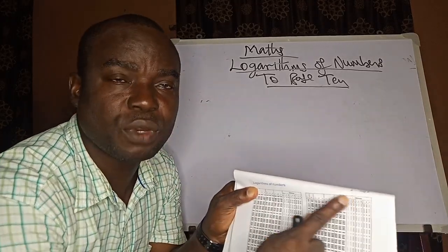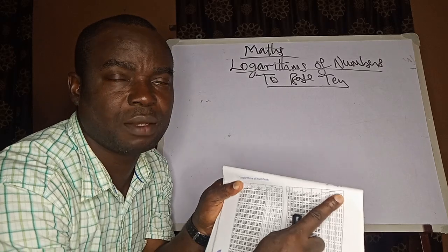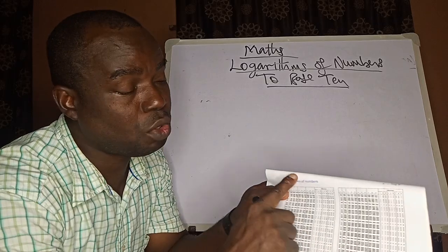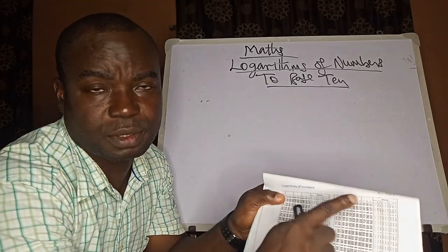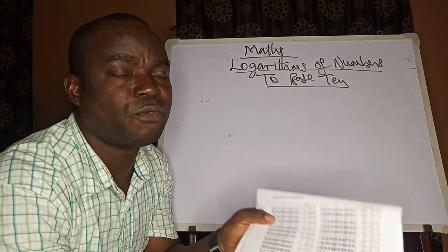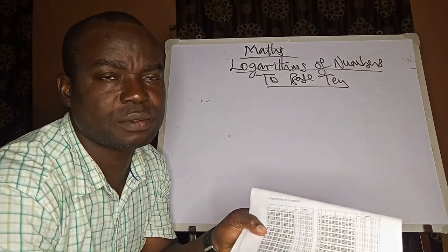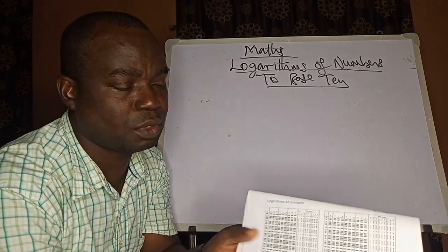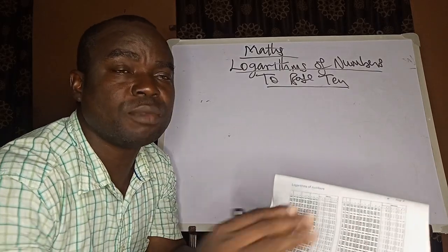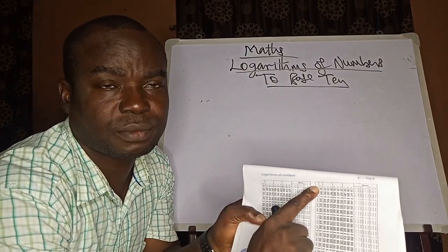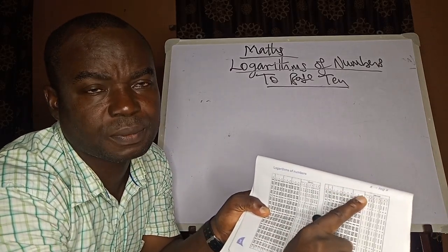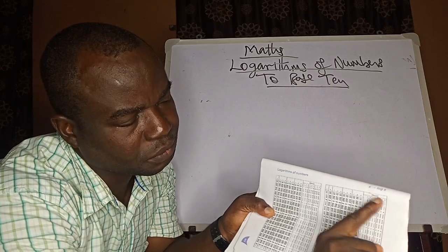This table here, if you have an SS1 or SS2 maths textbook, bring it and check the back. You see logarithms of numbers. If you don't have it, you can get a four-figure table. So we're going to be using it to go through this class work. Now, if you check your logarithm table, you're going to see x. You see 0.0, 0.1, 0.2, 0.3, and so on and so forth. Then you now see differences.